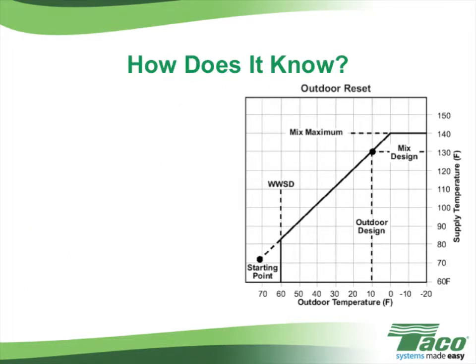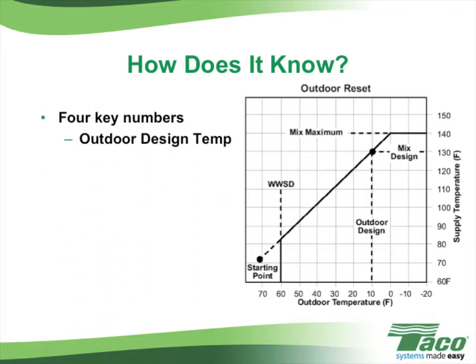So that's what an outdoor reset control does, but how does it know what to do? How does it know what water temperature to produce? Well, that's all based on four numbers used in programming. The first number that you need is the outdoor design temperature, or the temperature upon which you've based your heat loss. This is the so-called coldest day of the year. The next number you need is the mix design temperature. This is the water temperature that the radiant system requires when you're under design conditions, when you're at the coldest day of the year. This number will be determined during your radiant design calculations.